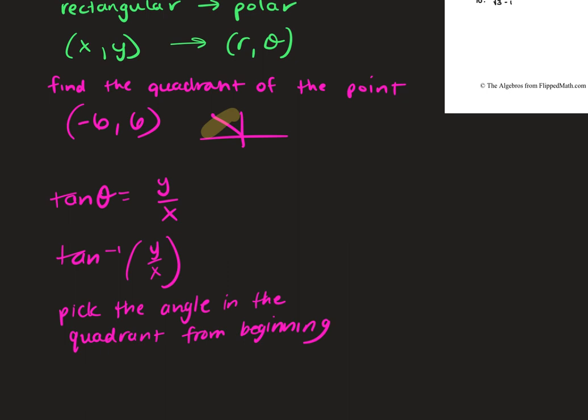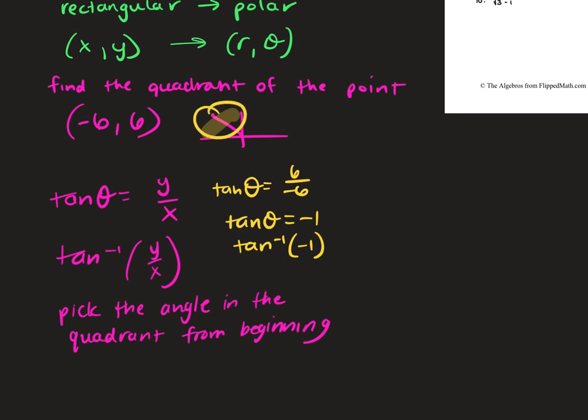So in this case, I would say tan of theta equals 6 over negative 6. Tan of theta equals negative 1. And I want tan inverse of negative 1. So where is tangent negative 1? 3 pi over 4. Also 5 pi over 4. I mean 7 pi over 4. But we said we want the one that's in the second quadrant. So I pick 3 pi over 4.